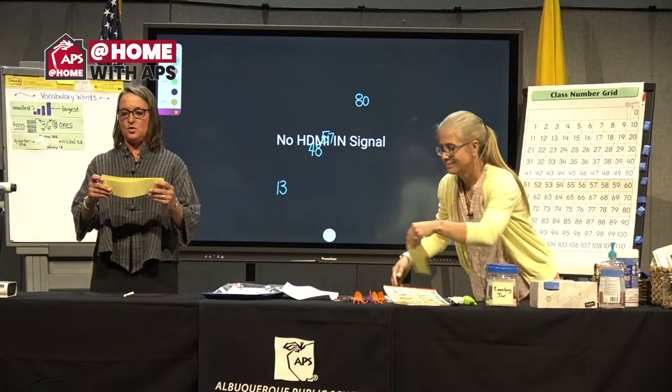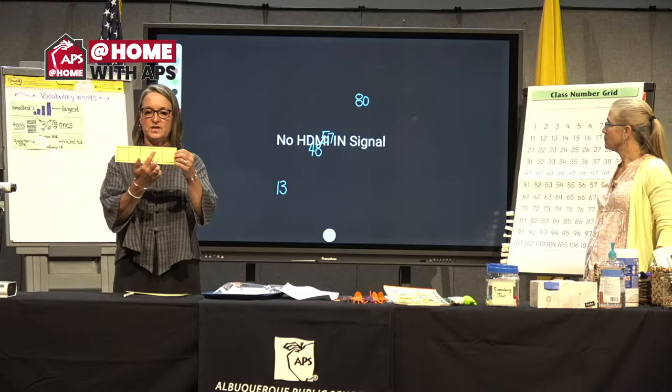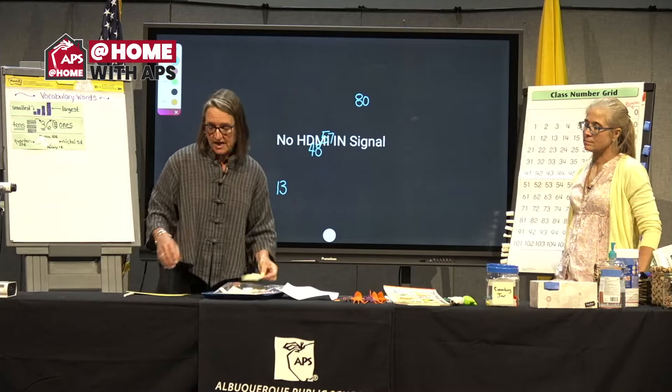Okay, so we're gonna do the same thing now, but with our five frames. So what do we know about this frame? That's right, it has one, two, three, four, five squares, and we're going to look at some five frames with dots. Talk about how many dots and how many more to make five. Ready?